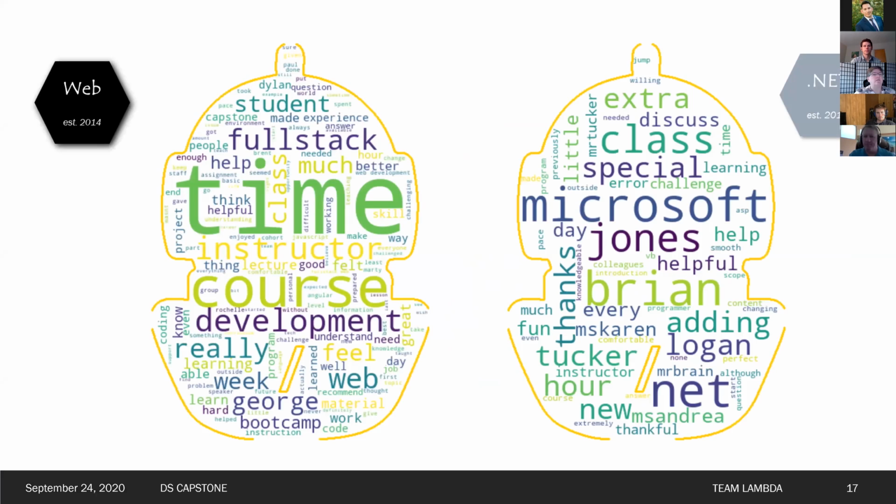Next, we have the full stack web development and then Microsoft .NET word clouds. Notice the full stack image on the left is highly comparable to the last slide. The majority of the written responses came from the full stack boot camp. And you can see here time, instructor, and course pop out. On the right, the .NET, notice there are much fewer words in the written responses, which is why we see much larger words in the visualization. Keywords here are instructors' names, like Brian, and specific boot camp content, like Microsoft and .NET.